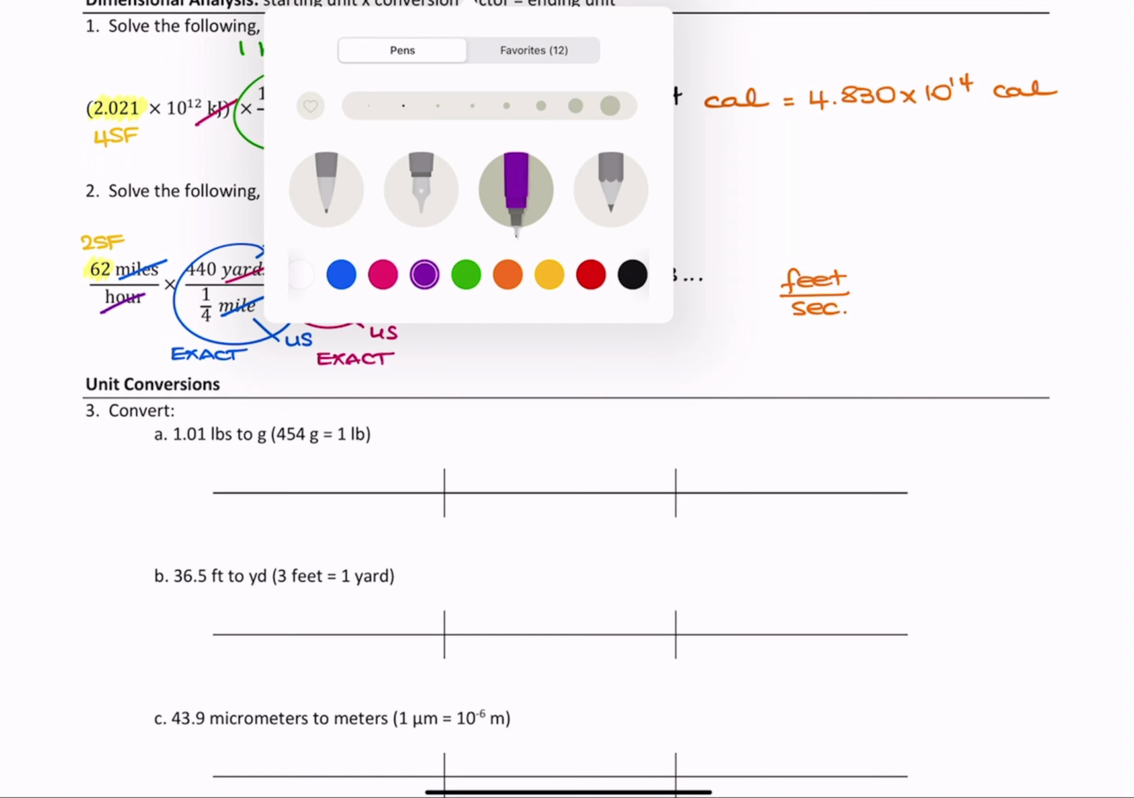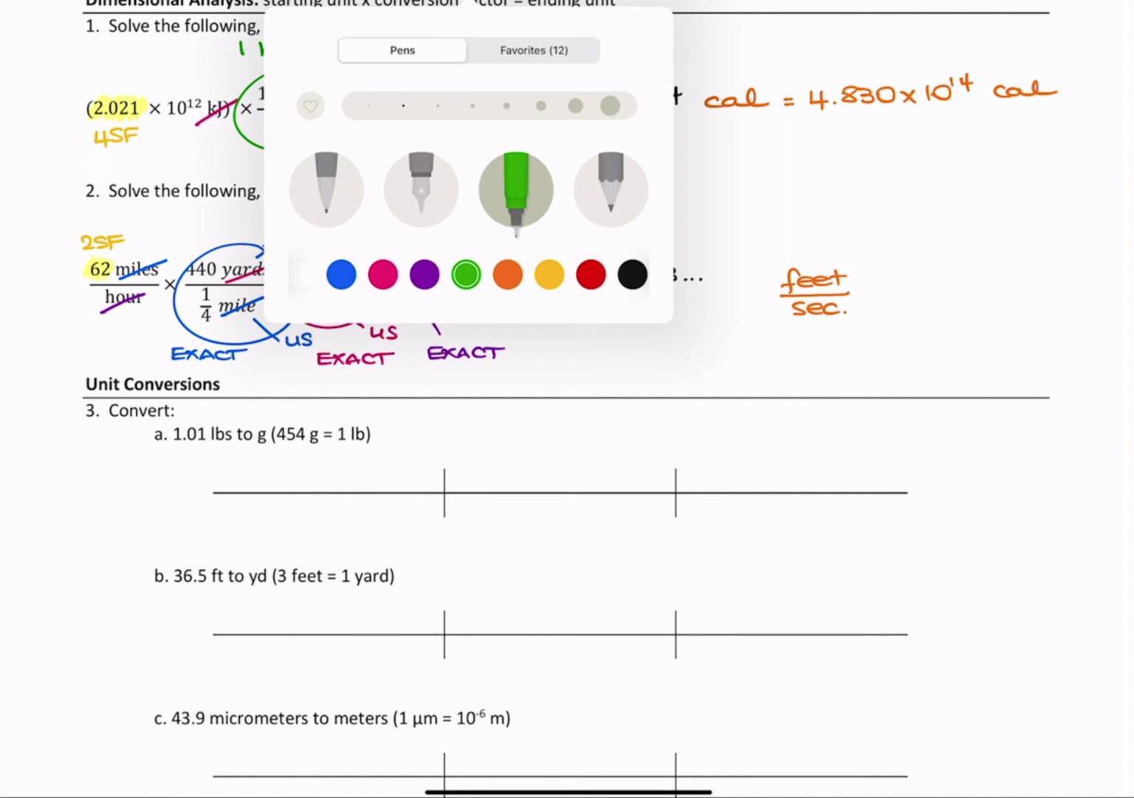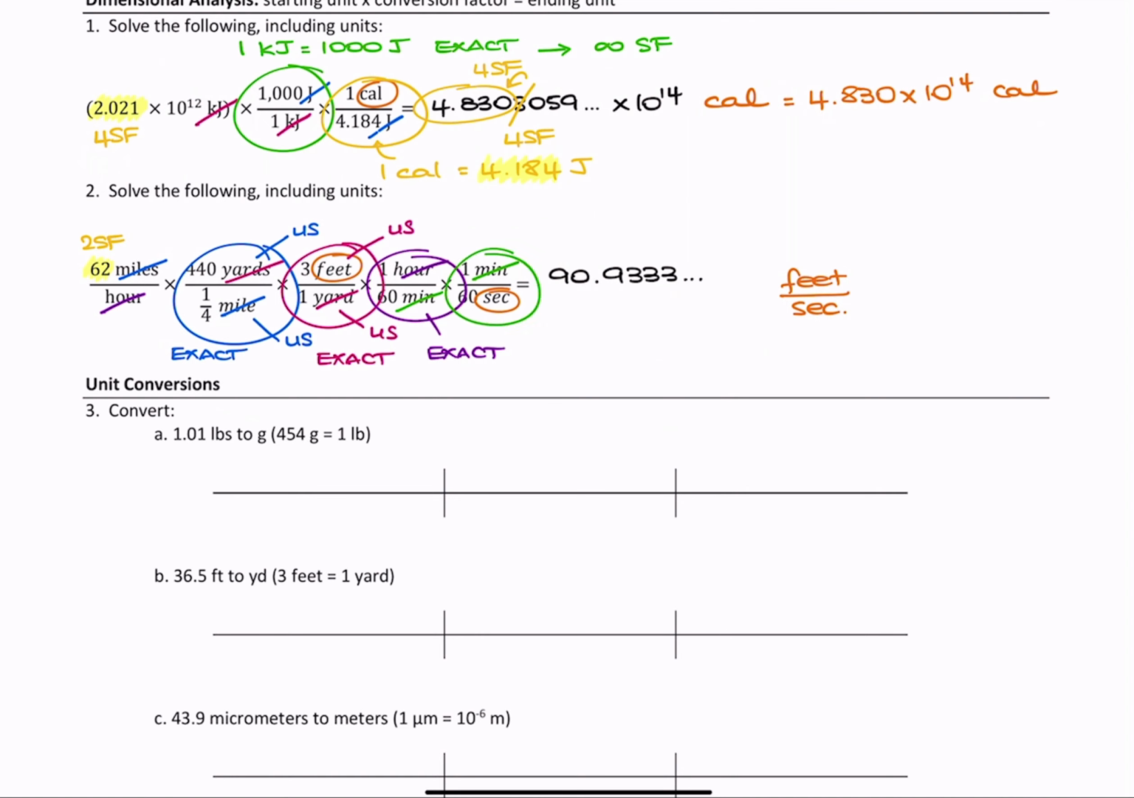What else? Here, 1 hour being 60 minutes. Do you think this is exact? This is common knowledge, okay? There's exactly 60 minutes in an hour. And what about the next one? What about 1 minute being 60 seconds? This is as well exact. And these two last are common knowledge, okay? So 2 sig figs, then exact, exact, exact, exact. So the only sig figs that limit us is the initial number.